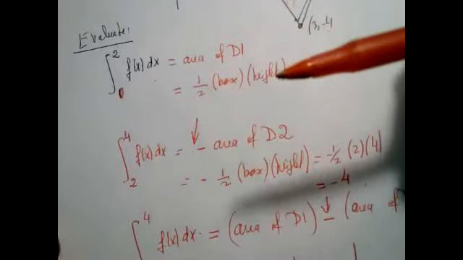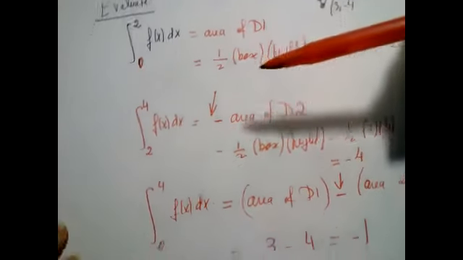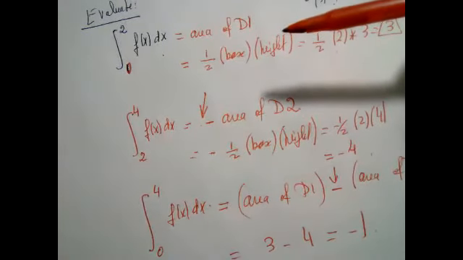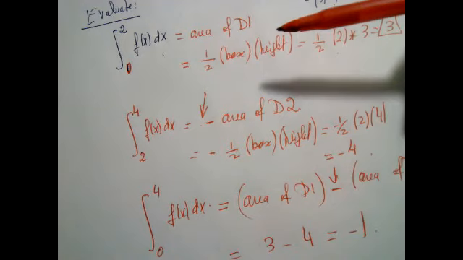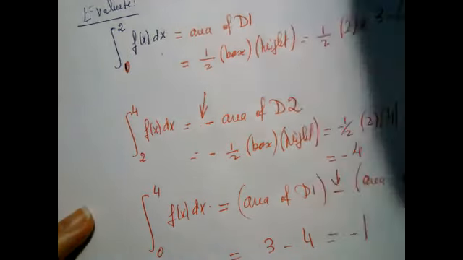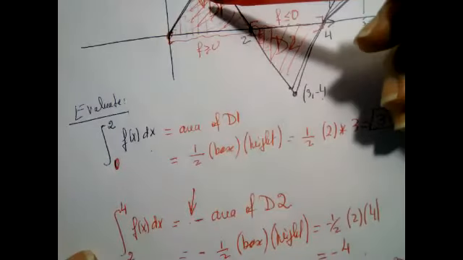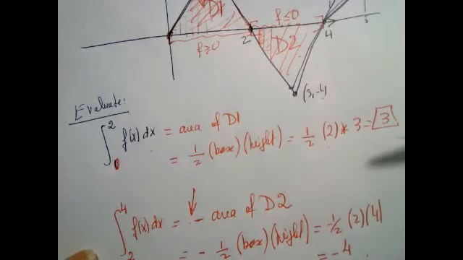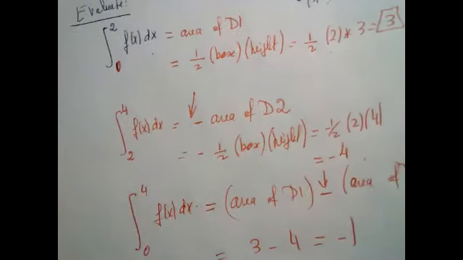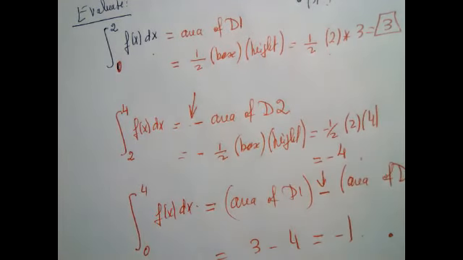Okay, so that's the geometric interpretation of the definite integral. It's not the area of the region, it's what we call the net area, which means the area of the region above minus the area of the region below. All right, I'll stop right there.